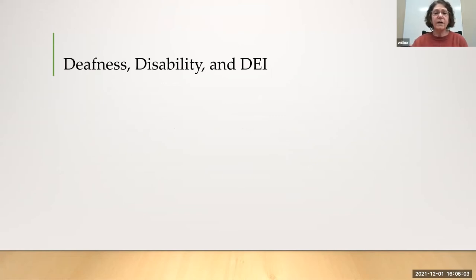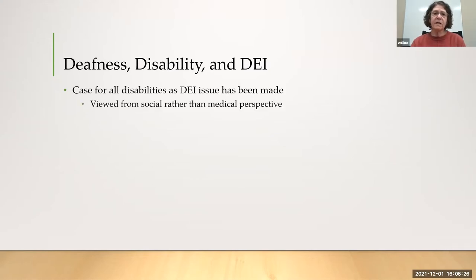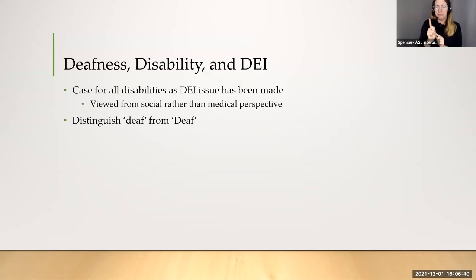So I want to start with the general idea of deafness and disability and DEI, and to say, first off, that the case has already been made for all disabilities to be considered as DEI issues. And Kelly said that as part of her introduction as well. And what we mean by that is to view disabilities from a social rather than a medical perspective. And in the case of deafness, in order to be clear about that, we need to distinguish deaf with a small d from deaf with a capital D.